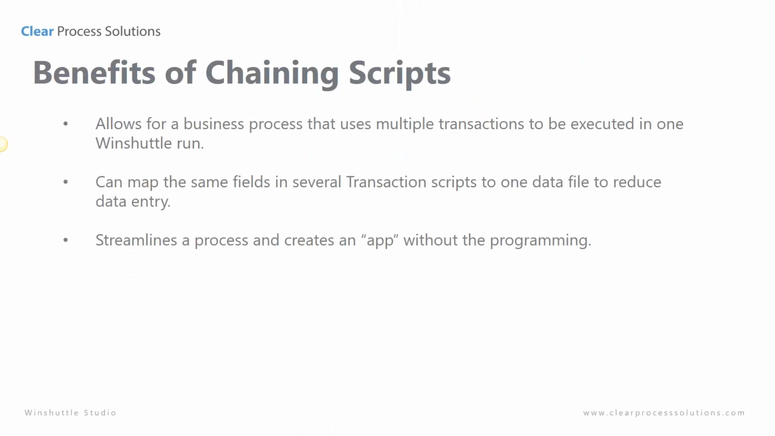You can also map each field or various fields in each of those individual transactions into one data file. For example, if you're going to use vendor number in 3 different scripts that you're chaining together, you can map that all to one column in your Excel file, which can really streamline the data entry process. It creates kind of an app for the user, or kind of your own T-code, if you will, by combining these several different smaller processes into one overall business process.